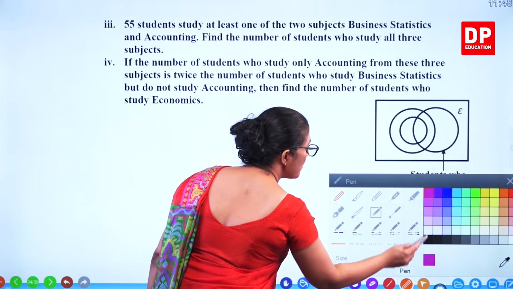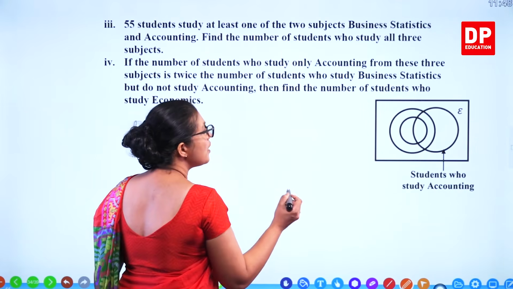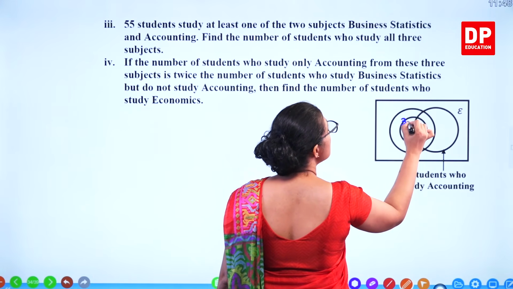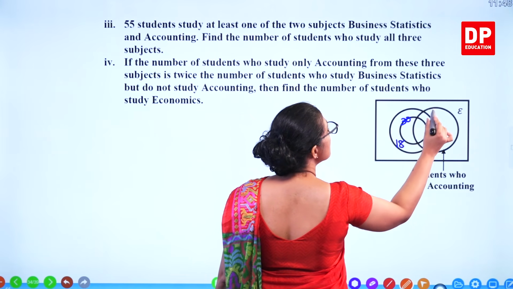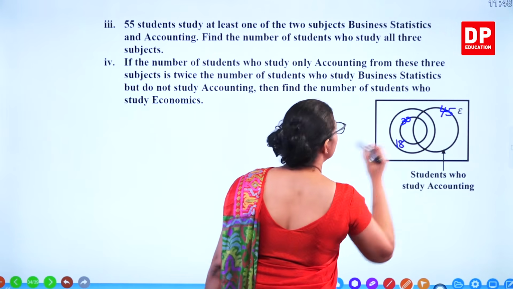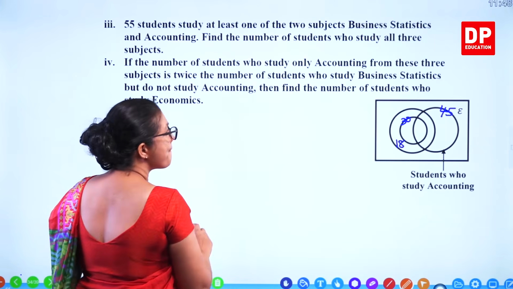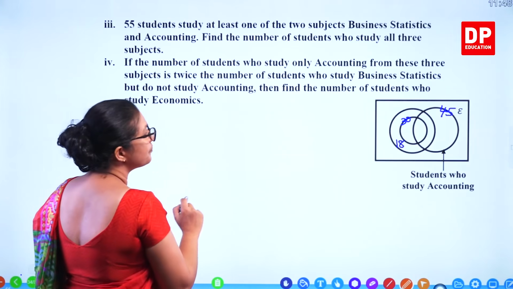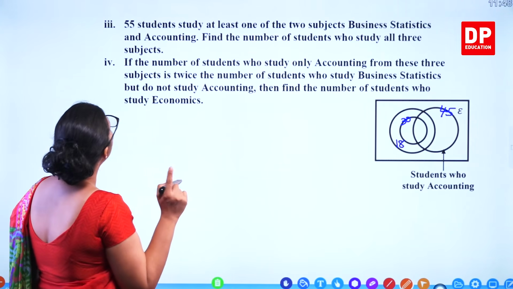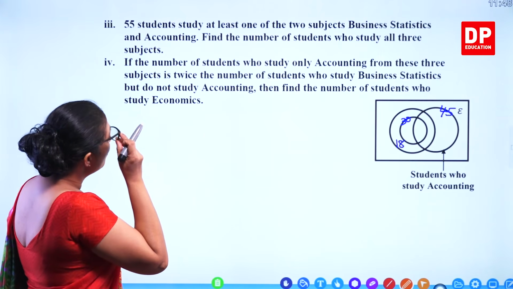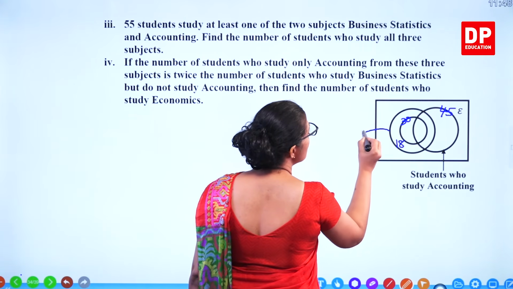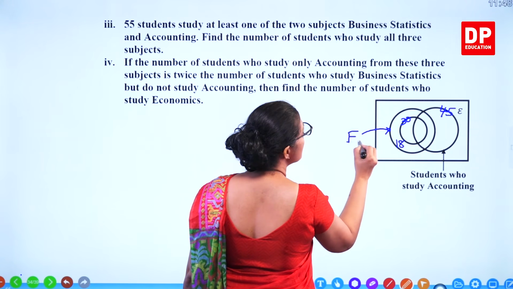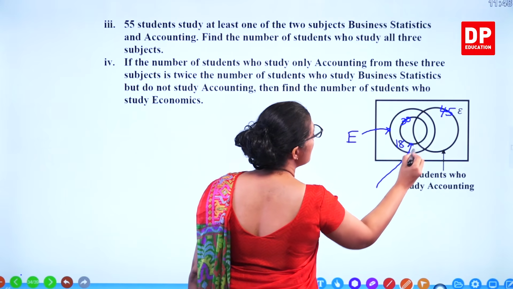So what do you know from the previous one? We know this is business statistics and this is 30, this is 18, this is 45. We'll check it again. 45, 30, 18. So that's the given part. Just remember this is economics and this is business statistics.